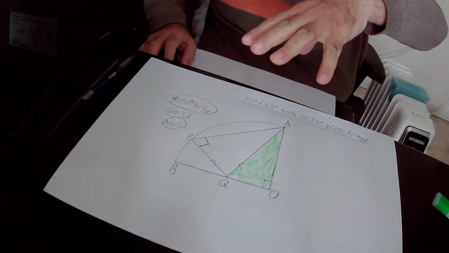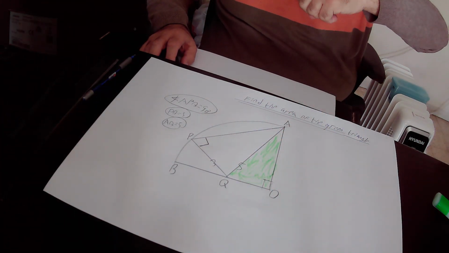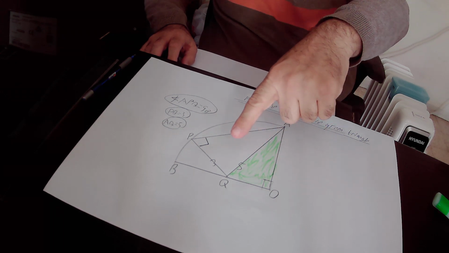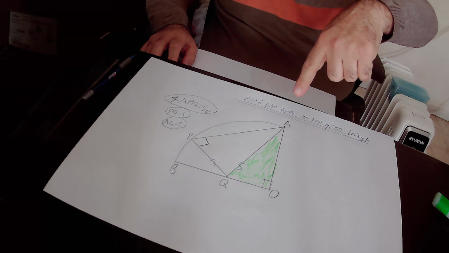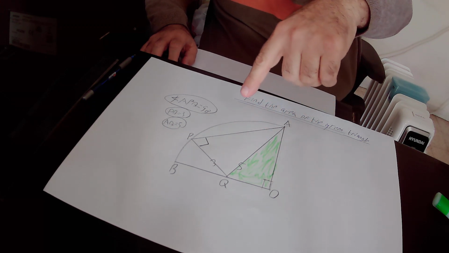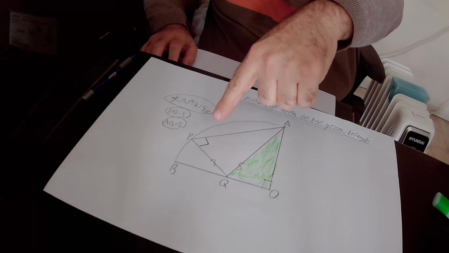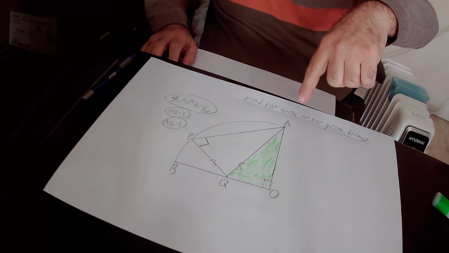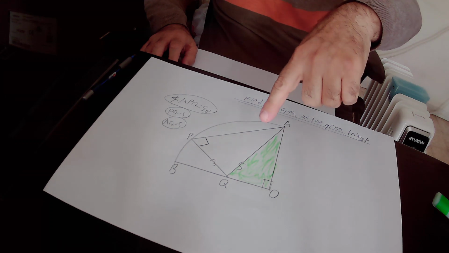Hello, in this lecture we'll find out the area of the green triangle. In the drawing we have a quarter circle. Inside the quarter circle we have line segment PQ that is equal to 4 units, line segment AQ equals 5 units, and this angle APQ equals 90 degrees. Our mission is to find the area of the green right triangle AQO.